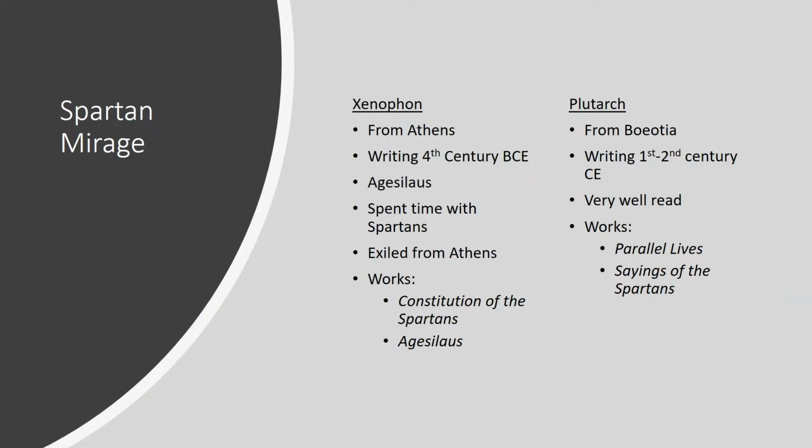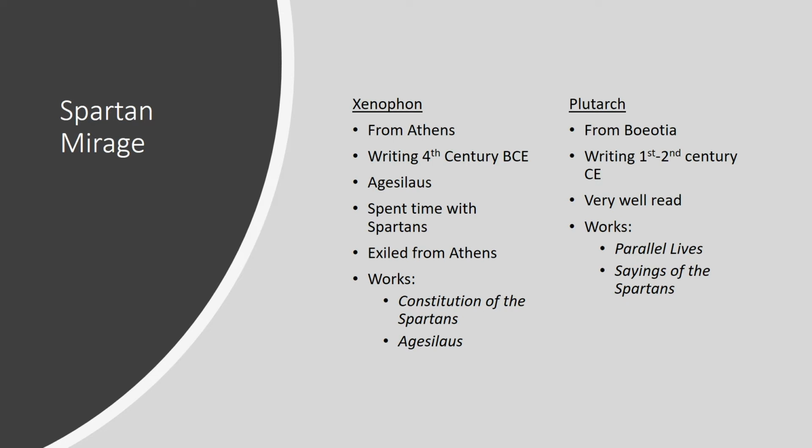To put this plainly, these are our two best literary sources about Spartan society. On the left, you have Xenophon, an Athenian writer writing in the 4th century BCE. He's a man who befriended a Spartan king, Agesilaus. He spent time with the Spartan army, and after he was exiled from Athens, he actually lived on Spartan land for a period of time. He is an eyewitness, but he is not a Spartan.